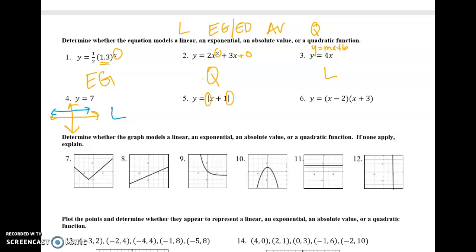Number 5, those are absolute value bars. So number 5 is an absolute value function. And then number 6, here's that x times x thing that I was talking about. That'll give us x squared, which is a quadratic.